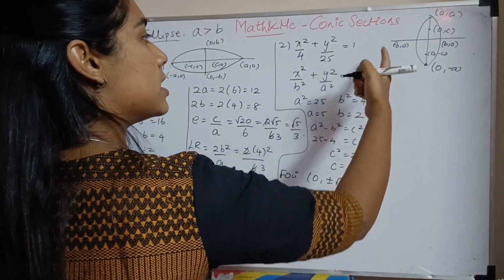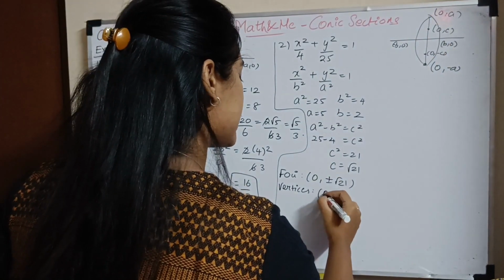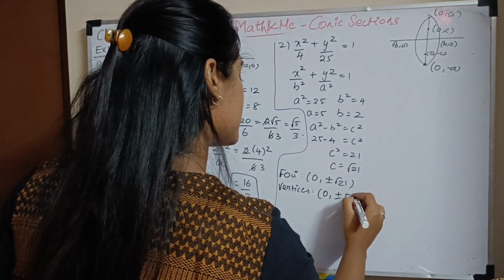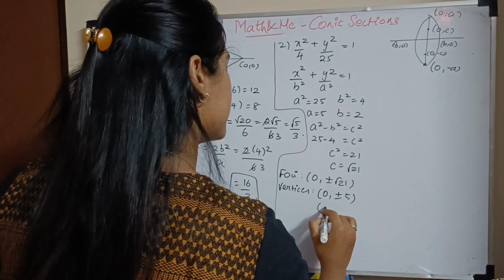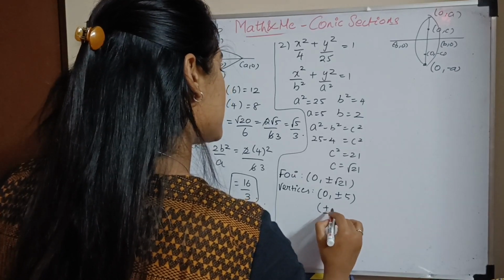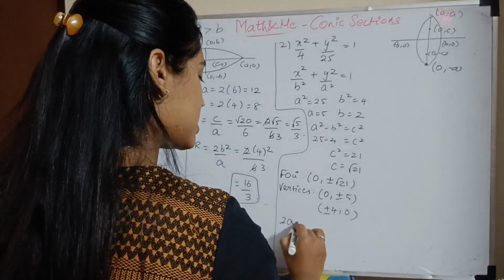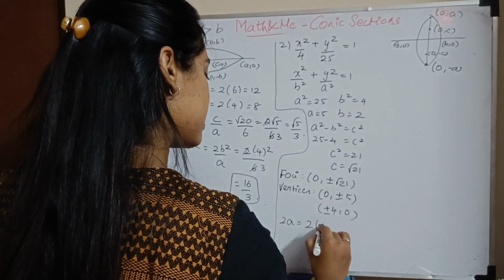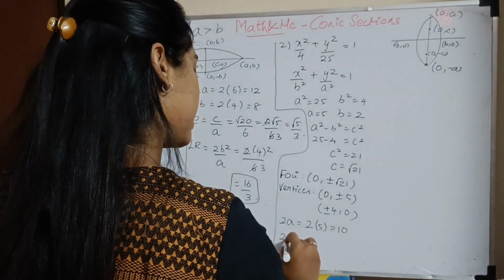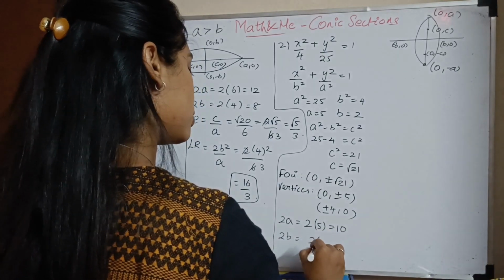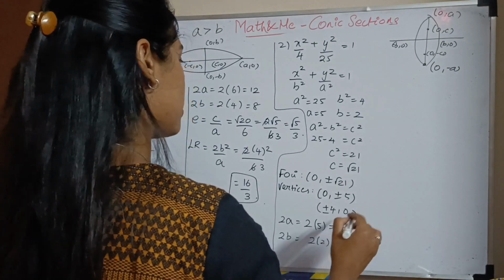It is 0 comma plus or minus a. So 0 comma plus or minus a. Then plus or minus b comma 0. What is the length of my major axis? 2a, which is 2 times 5, 10. Minor axis is 2b, so 2 times 2, which is 4.